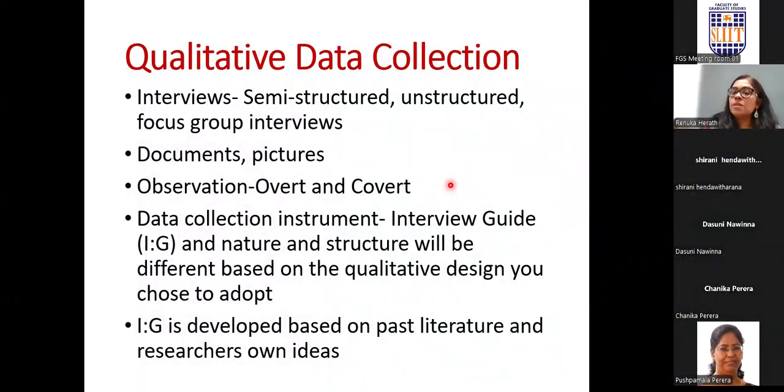So which one is to be employed for your research would depend upon the severity of your research problem, or how sensitive your research problem is. That will depend on the nature of your research problem. But we have the choice of overt and covert observation.